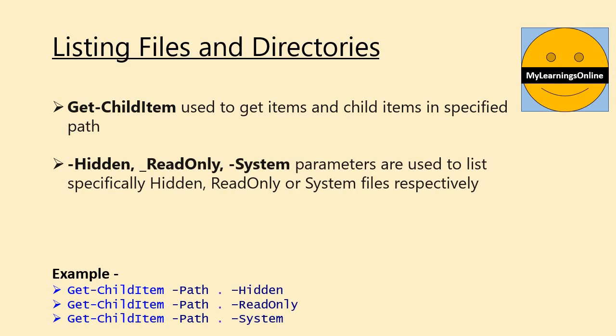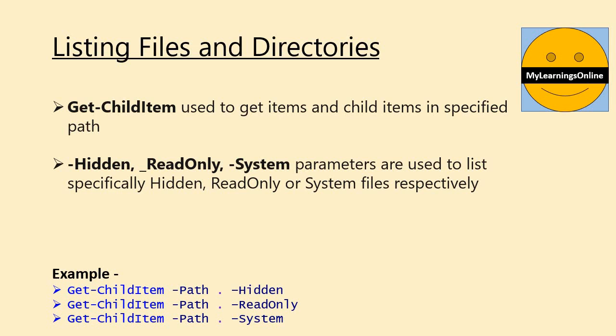Sometimes we may want to list out read-only files from a specific path that has hundreds of files including writable files as well. So we have 2 ways to fulfill our requirement. First, we can list down the items of the specific path as a whole and then filter read-only files out of that result. Second, we can list down only read-only files using the ReadOnly parameter. So Hidden, ReadOnly, and System are three parameters used to list specifically hidden, read-only, and system files respectively.